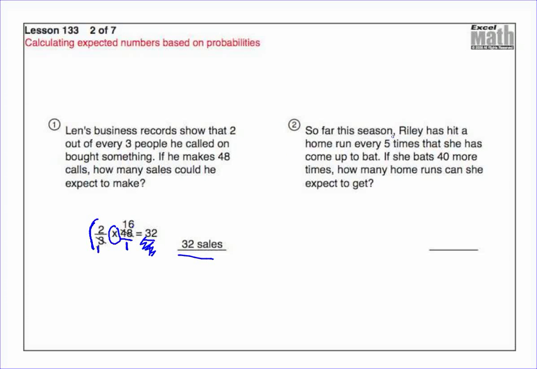So far this season, Riley has hit a home run every 5 times that she has come up to bat. If she bats 40 more times, how many home runs can she expect to get? So if she hits a home run every 5 times, that's 1 out of every 5. She's coming up 40 times. And we can cross-reduce that. Divide by 5, divide by 5. And the answer is 8. 8 home runs. I'm going to put 8 HRs.